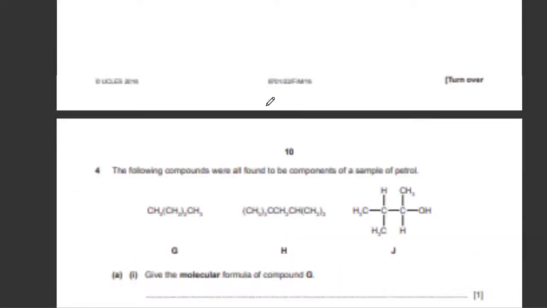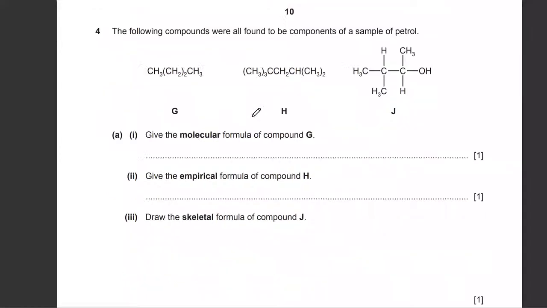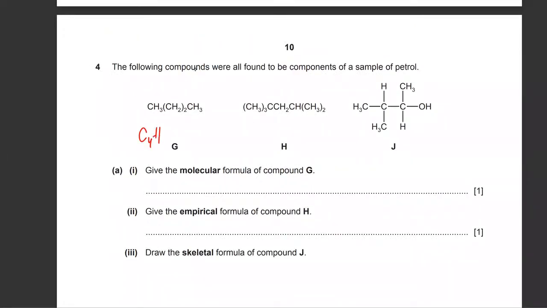So next is, you've got, he's saying the following compounds are all components of a sample of petrol. Give the molecular formula of compound G. तो वो तो कोई मसला नहीं. That's 4 carbon atoms, and hydrogens कितने हैं? वो 2 2 4 6 10. अच्छा, so there are 10 hydrogen atoms. Give the empirical formula.